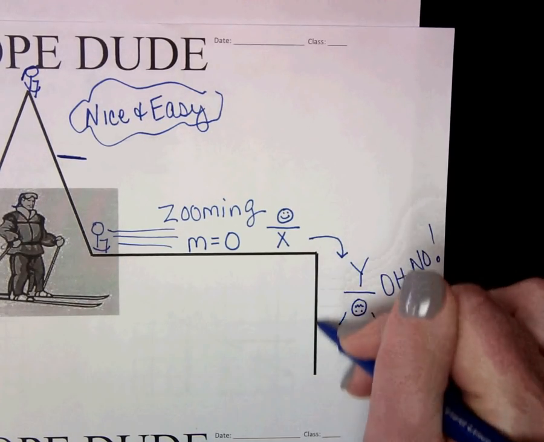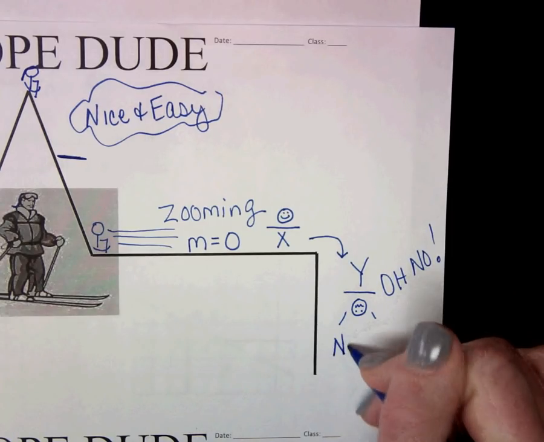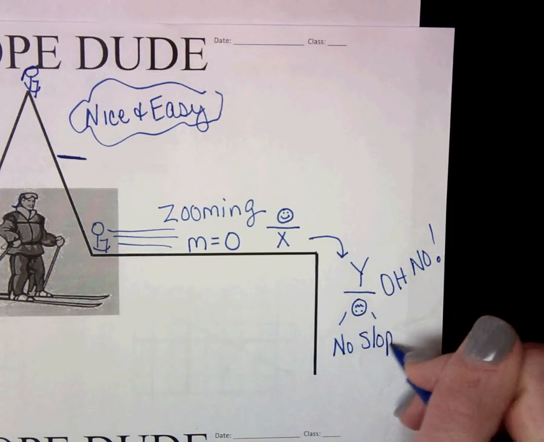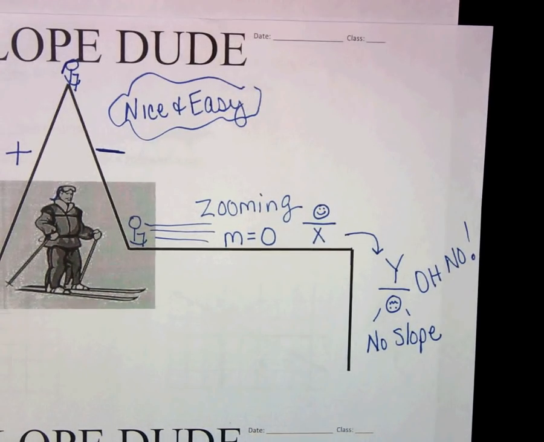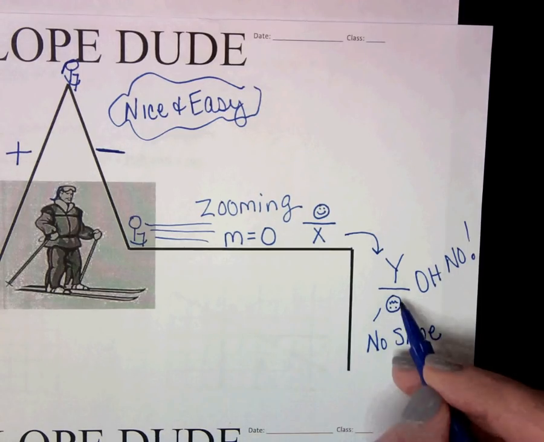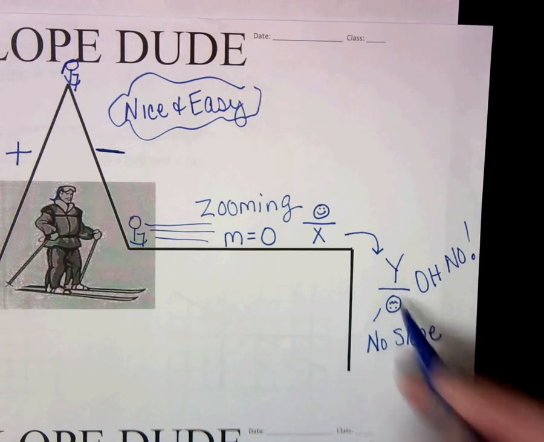So a line that looks like this is going to be no slope. So fill in your picture. We're going to talk more about this, but hopefully that will help you a little bit to think about the different kinds of slope. Notice this time my 0 is in the denominator.